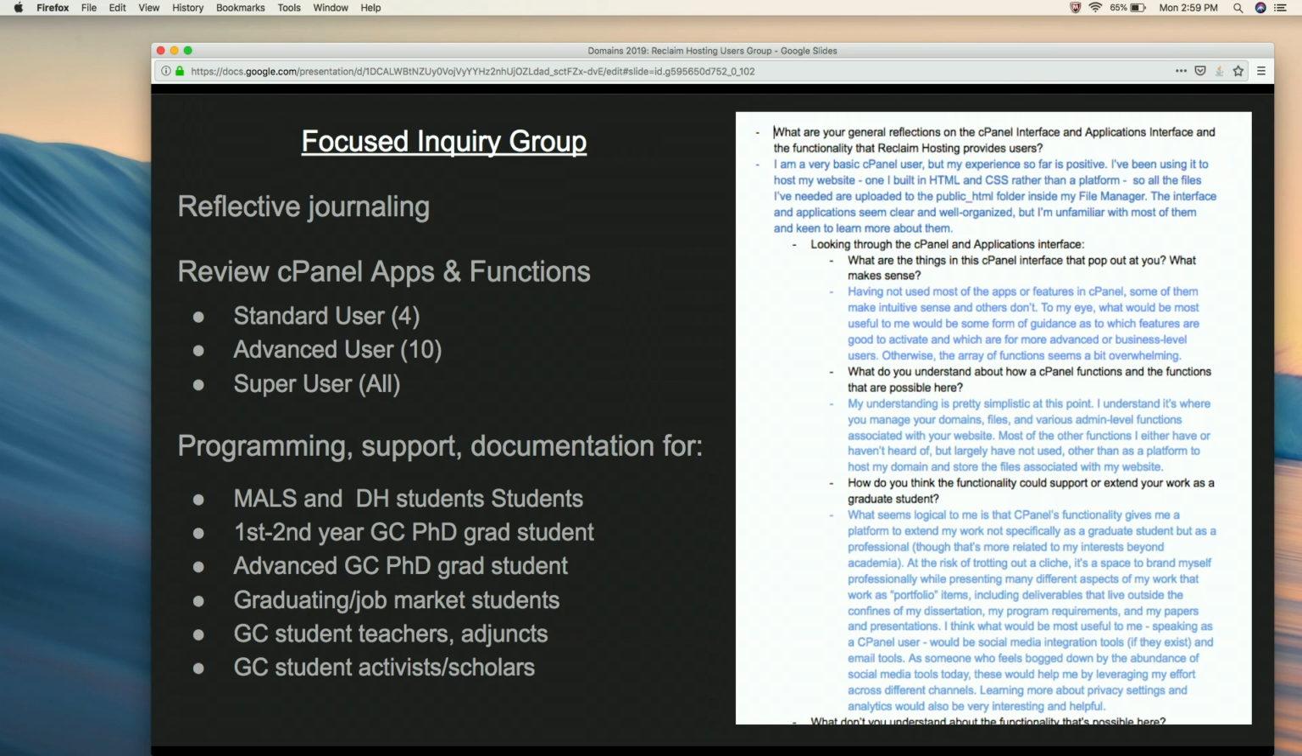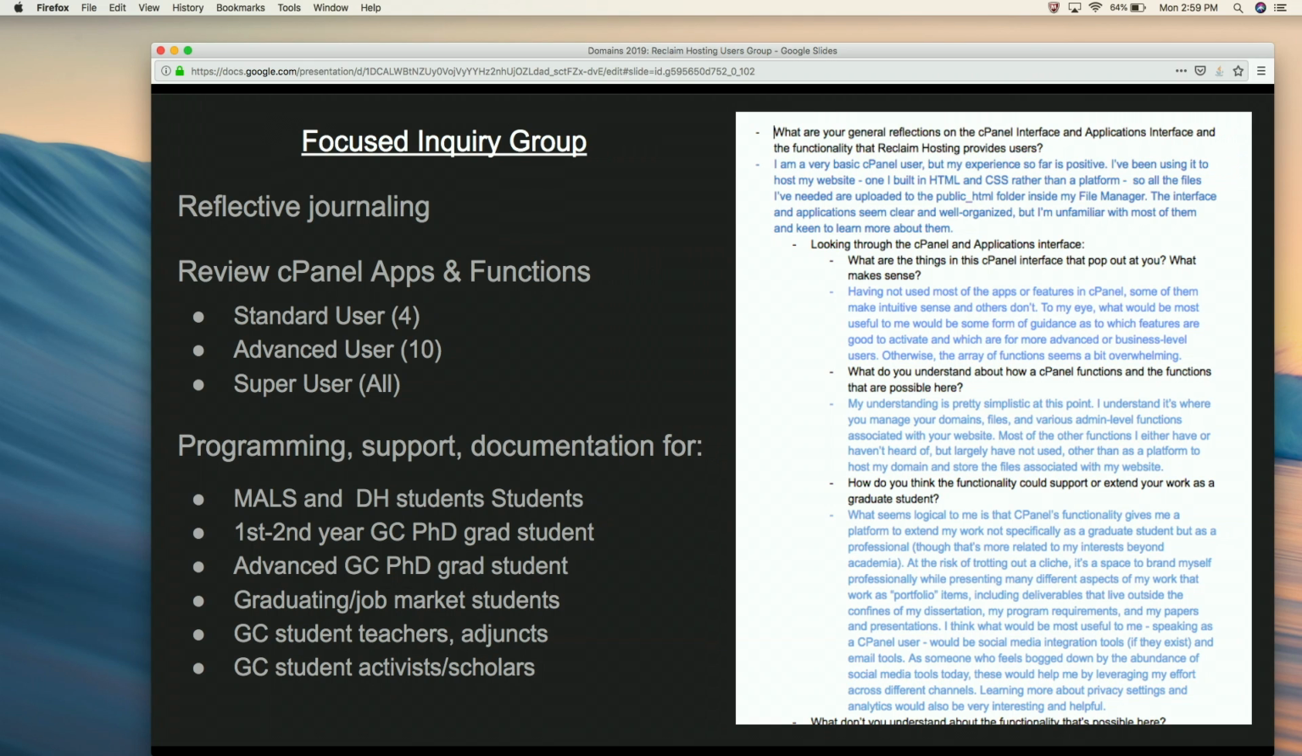But I love some of these answers because I've used some of these before. Some of them are intuitive, but others I have no idea what they do. I'm not clicking on databases because that seems scary, right? We all kind of feel that way when we first go in there. And then other students who had done web design before were like, this is cool, I never use this, no one needs that. And so we'd ask them, do you think it makes sense to have a cPanel for new graduate students that only has 4 apps, right, and all the functions?